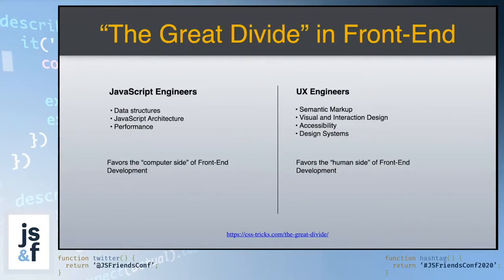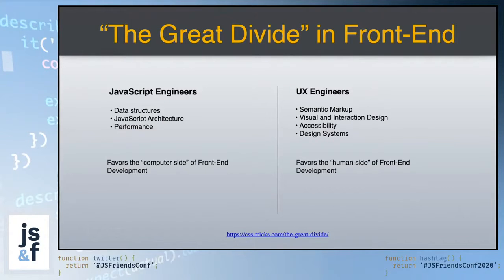Well, I can't think about this problem without thinking about the article The Great Divide that Chris Coyier wrote on CSS-Tricks a year or so back. In that article, he talked about the growing divide between the different types of front-end developers. On one hand, you have people who are excellent, expert JavaScript engineers. They are super interested in data structures, JavaScript architecture, and performance. On the other hand, you had people who were more like UX engineers.